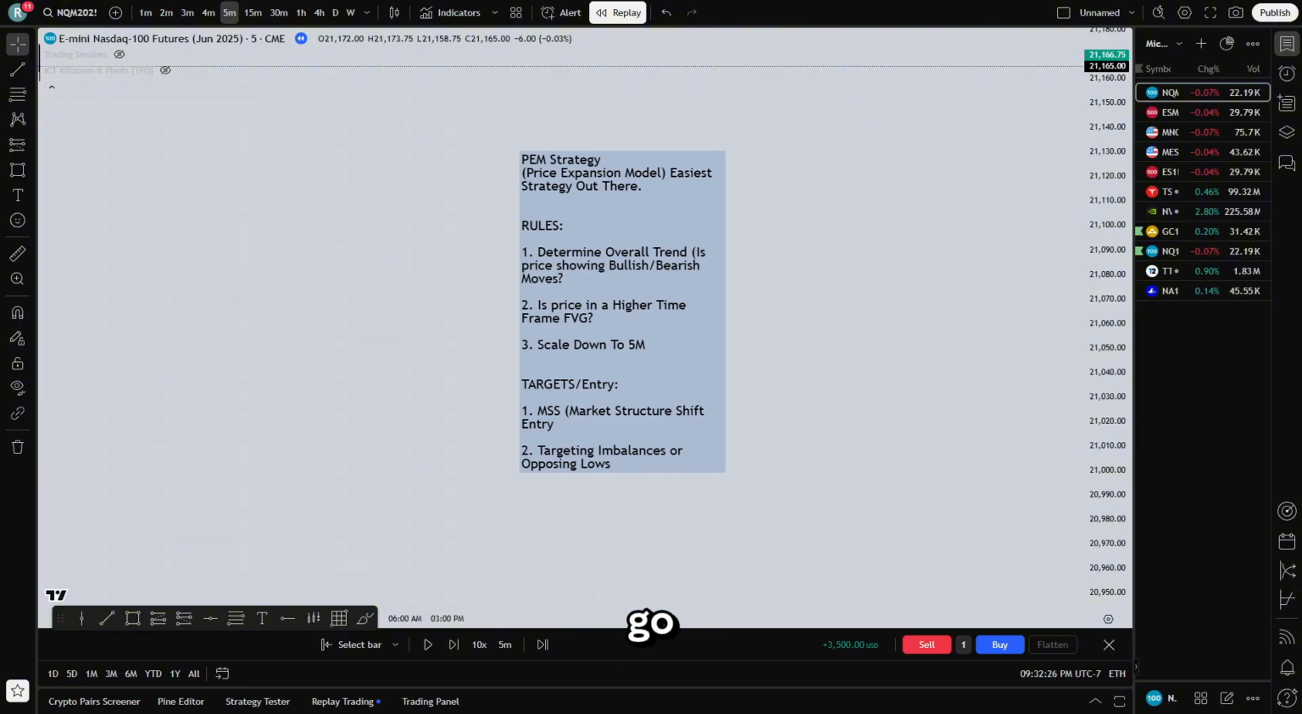So with that being said, go ahead and take a picture of this, screenshot this, whatever you need to do, and apply this in your trading and backtest this first, and make sure that you understand this concept and understand how to actually develop your trend. What is it showing you? Is it bullish? Is it bearish? You're using a lot of fair value gaps for the strategy.